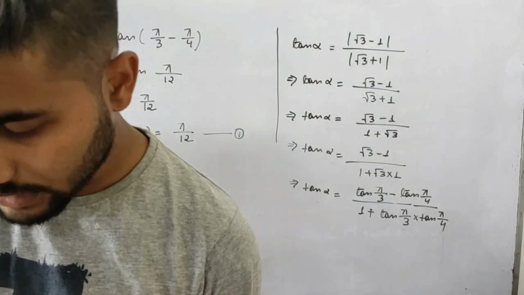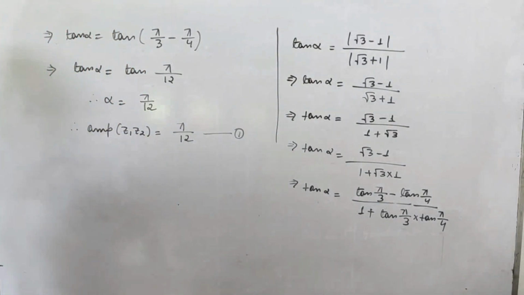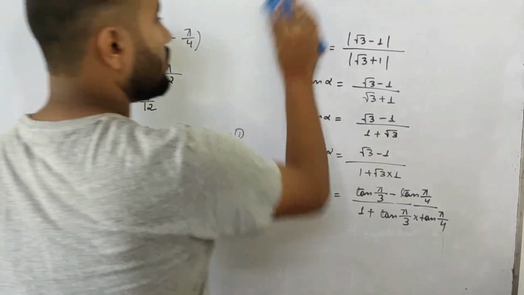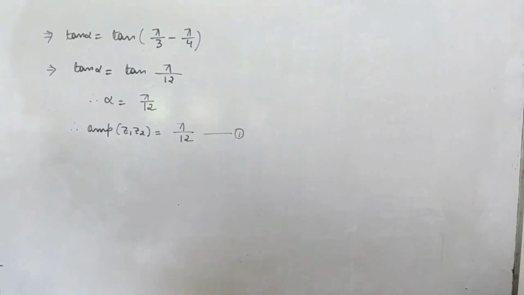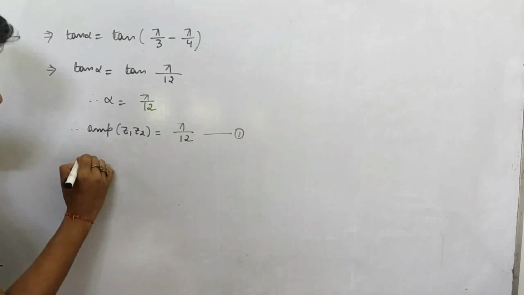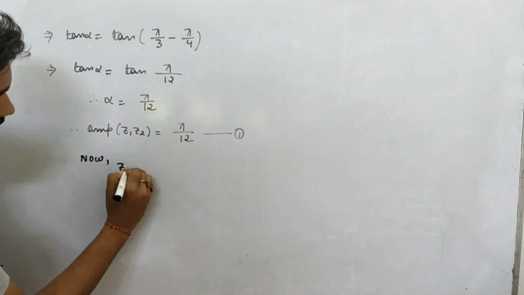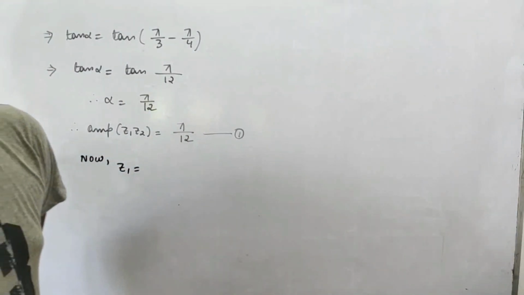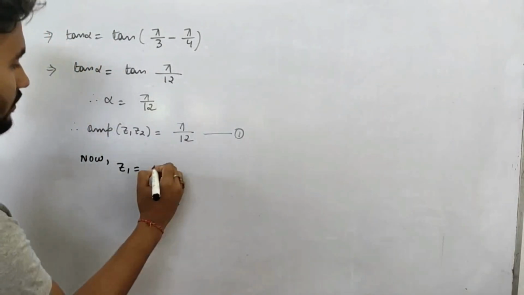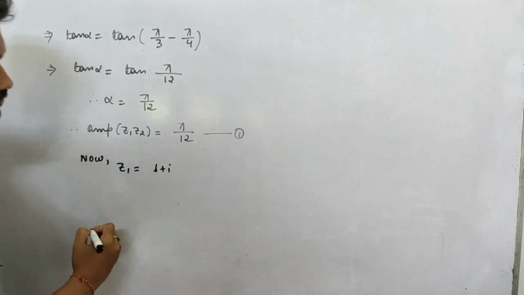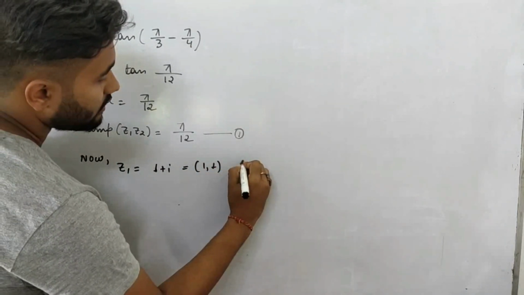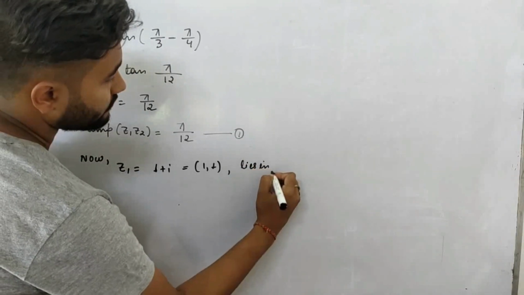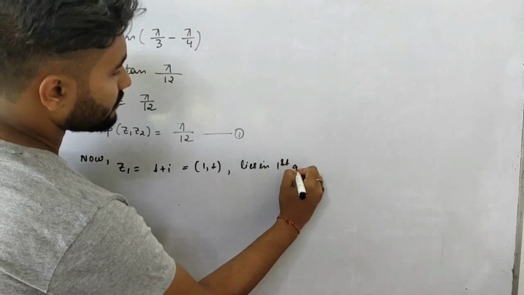Now let us find separately AMP of Z1 plus AMP of Z2. So what was our Z1? Z1 was equal to 1 plus I, right? 1 plus I, which I can write as 1 comma 1, which lies in the first quadrant, right?